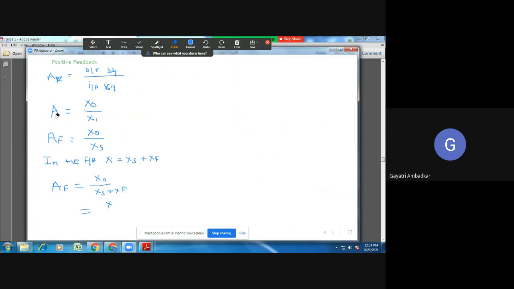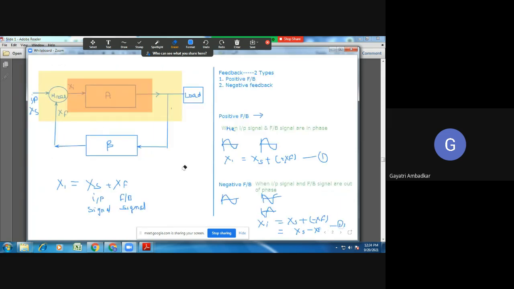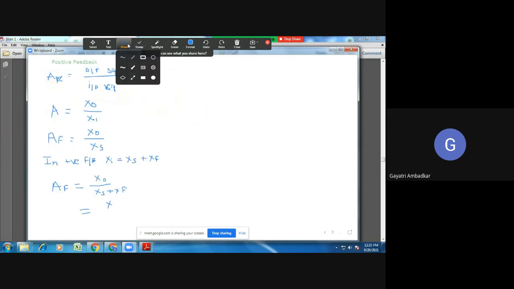When I consider amplifier without feedback, it is XO upon XI. And when I consider amplifier with feedback, then it is, in yellow color, XO, the output, divided by this input signal. Without feedback, this output upon this input. And with feedback, XO, that is output upon the original input. Is it clear to you? What should be the input to be considered? XS.